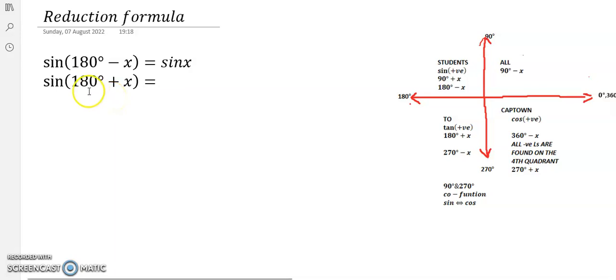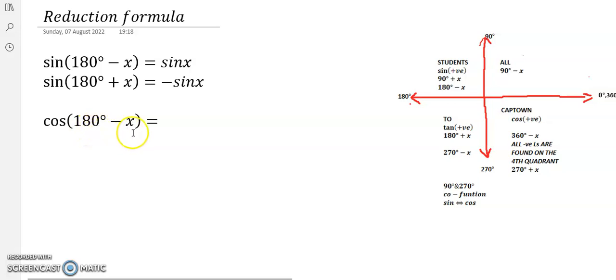Okay, the reference angle this time around is 180 degrees plus x. 180 degrees plus x is found on the third quadrant, where sine is negative. Then we're gonna have negative sine x.